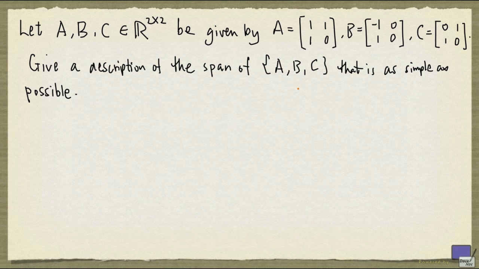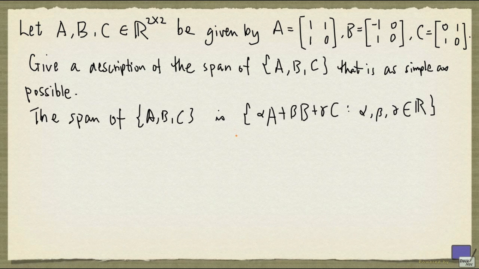The span of these three matrices is simply all the linear combinations of these three matrices. But we want something that is as simple as possible. So we want to see what kind of 2 by 2 matrices we get in the span of A, B, and C. So the span of A, B, and C is given by alpha times A plus beta times B plus gamma times C, where alpha, beta, and gamma are real numbers.